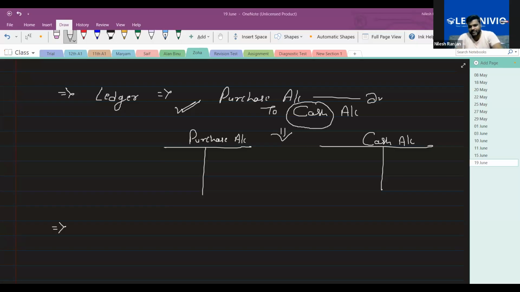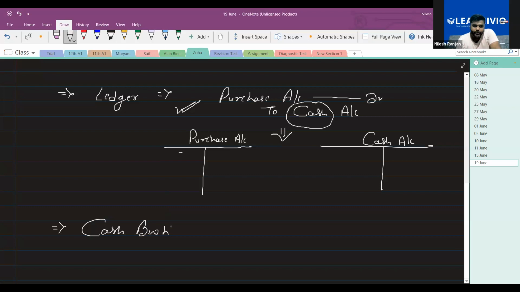Yes. Purchase account debit to cash. That's what I just said. So it will go to purchase account and cash account in ledger. But this transaction will be recorded only in cash book, not in purchase book, because this is a cash transaction.